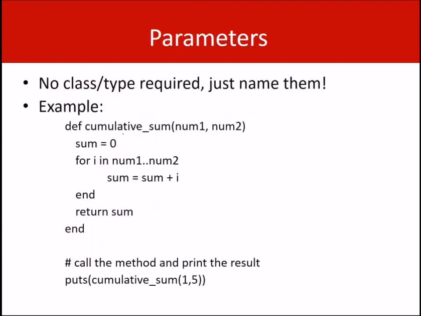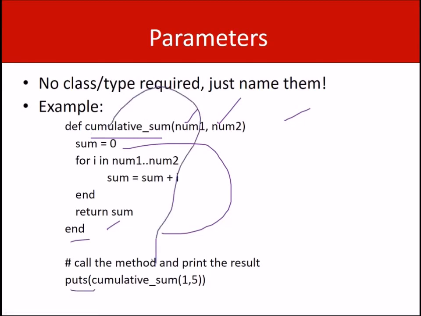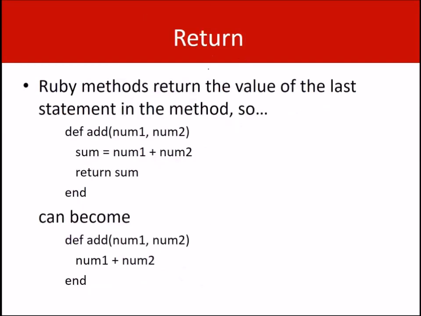Then parameters, you are not required to give any class type. You just name them, because this is the power of modern programming languages. Just def cumulative_sum num1 num2, it just computes the value, returns it, and end. And if you want to call the method, just print the result with puts. Inside this you call cumulative_sum and pass two values. Everything will be done for you.